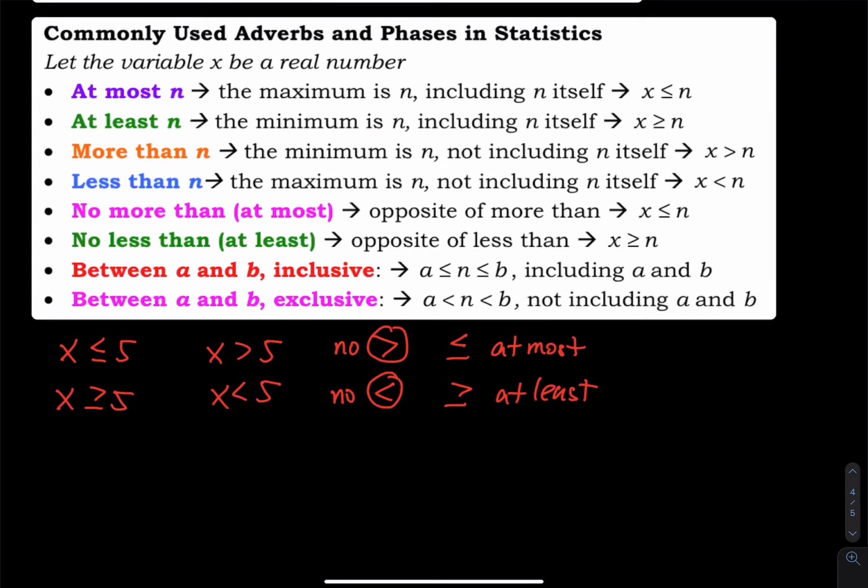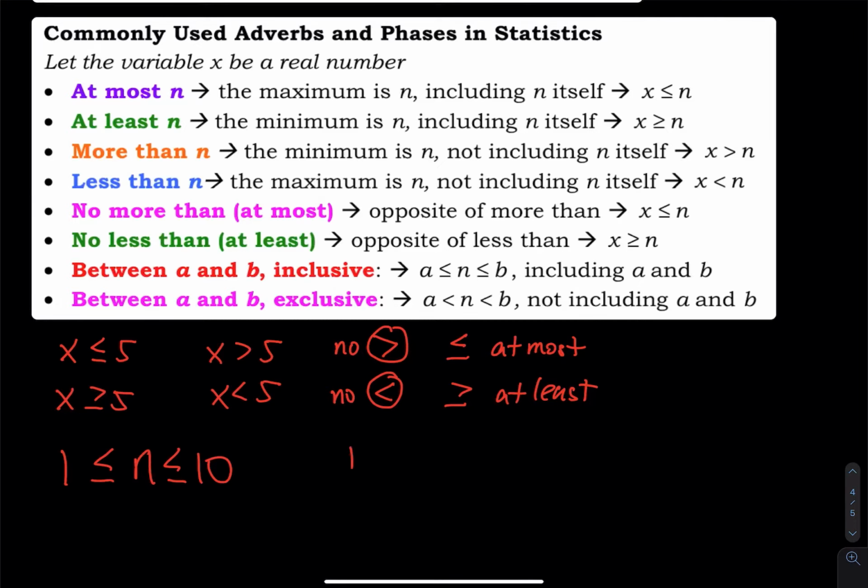And then "between a and b inclusive" means you include the endpoints. Say you have between 1 and 10 pairs of sneakers inclusive. That means n is between, or x is between, let's just follow n because I wrote n in there. Between 1 and 10, how many pairs do you have? 1, 2, 3, 4, 5, 6, 7, 8, 9, 10. A number between 1 and 10, including 1, including 10.